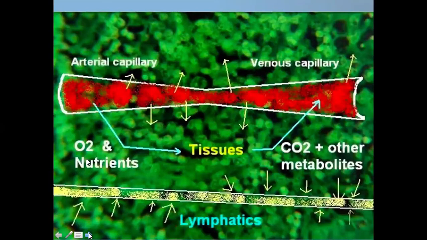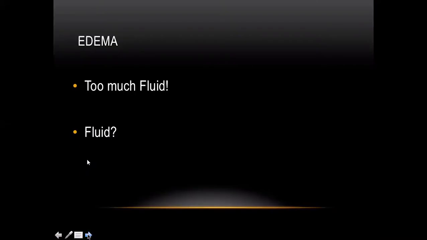Okay? So, as I have mentioned, we have an arterial capillary end and we have the venous capillary end. So, lalabas dyan ang fluid kasamang oxygen and nutrients will go to the tissues. Then, the tissues will give off carbon dioxide and other metabolites will go to the venous capillary. Again, balik lang yan ang cycle. So, some will go to the lymphatics as I mentioned in the previous slide.